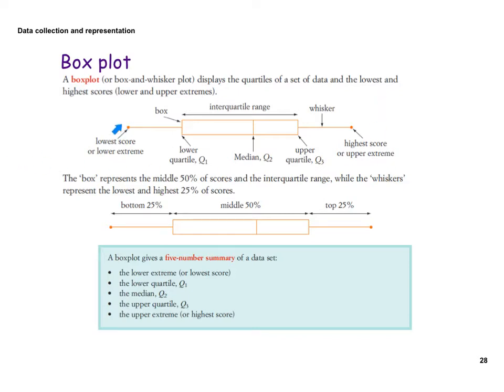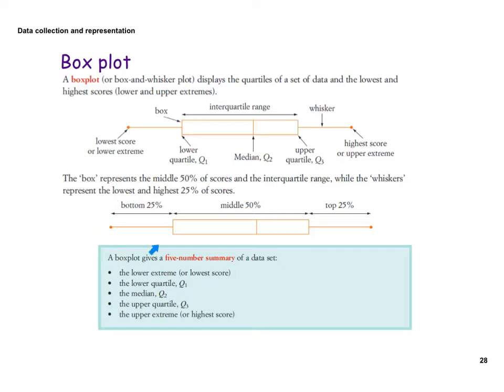You've got absolute lowest score, absolute highest score. You've got Q1, Q2 and Q3. So last lesson we looked at this bit here. The box here represents the middle 50% of scores and the interquartile range, which was last lesson, while the whiskers represent the lowest and the highest 25% of scores. Now obviously outliers would occur either here or here, which we discussed last lesson.